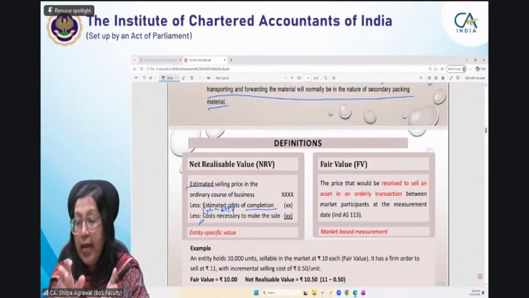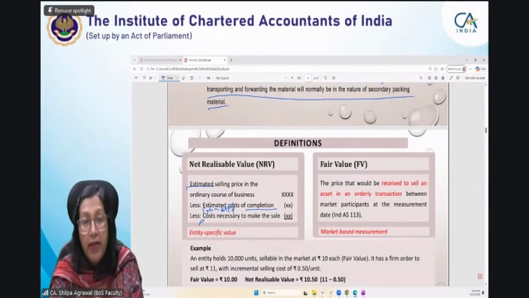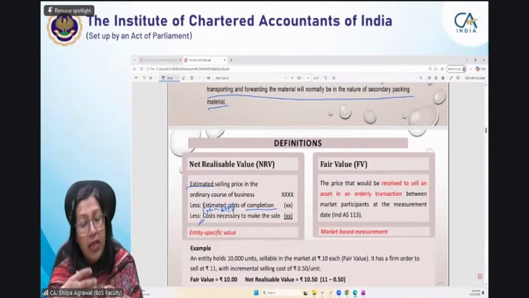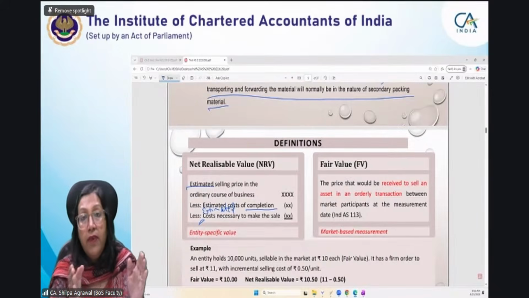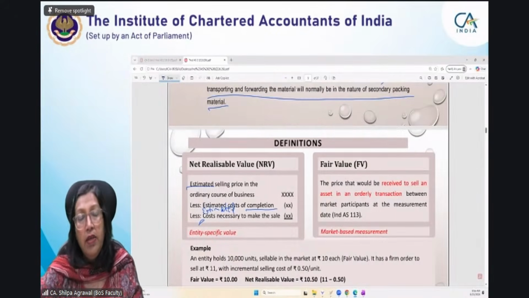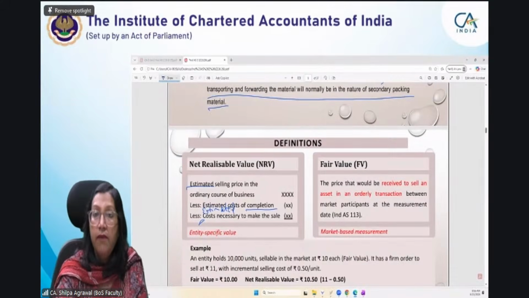What do we mean by entity specific value? It means that for every inventory, the entity determines its own net realizable value and its own estimated cost of completion, based on its manufacturing process and whatever cost it incurs to make the sale. So it is very entity specific and may differ for every entity. My estimated cost of completion may be something else, and for entity B it may be different. Even the stage of completion may be different, so the cost of completion may be different.